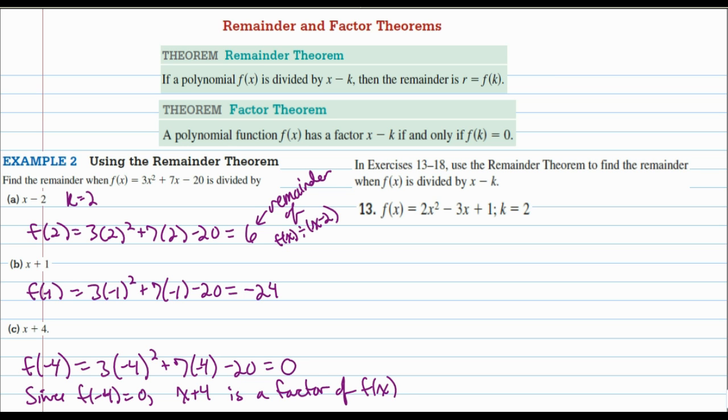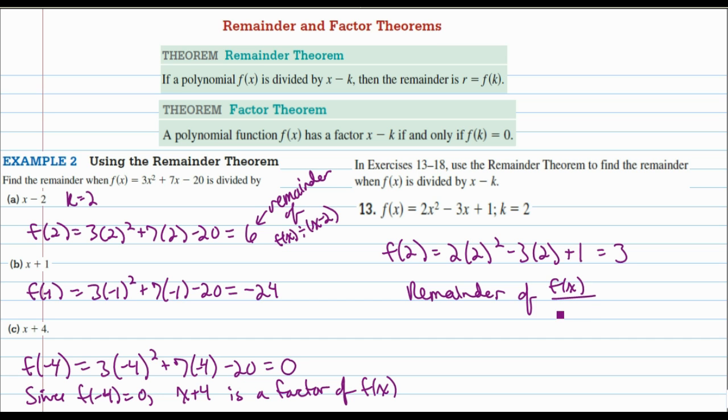The now try problem for example 2 is number 13. The remainder theorem. So to find the remainder when f of x is divided by x minus k. So this one, they just give you k. K is 2. That doesn't get much easier than that, so you just have to plug in 2. And f of 2 is 3. So the remainder of f of x divided by x minus 2, the k value is 2, is 3.